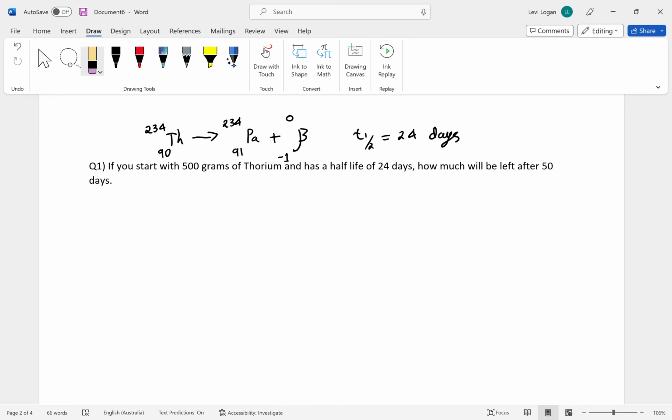So if you start with 500 grams of thorium, and it has a half-life of 24 days, so notice how I put T of a half up here, so that's the half-life.